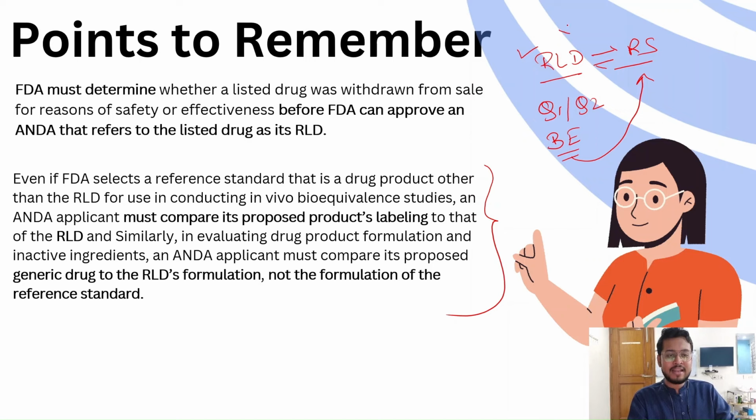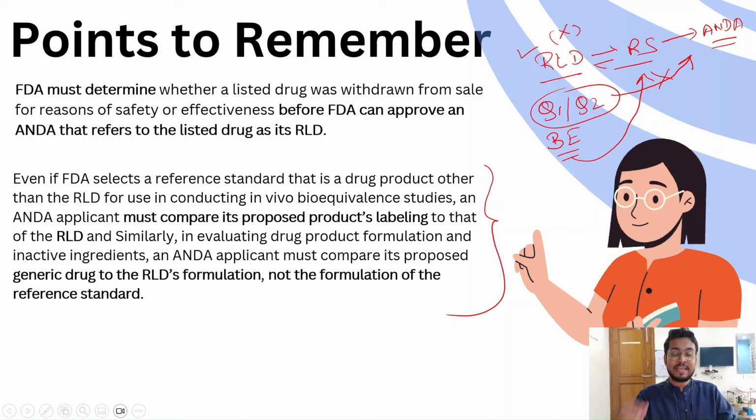But in the case where the RLD has been discontinued, your RS will become a previously approved drug. Okay, so you have to show your Q1, Q2, your formulation similarities, with the RLD, okay, not with the RS, because previously the applicants became totally confused and showed their Q1, Q2 similarities with this product. No, you don't have to do that. You have to show your Q1, Q2 similarities with the RLD, even if it is discontinued from the market, for reasons other than safety and effectiveness. For the bioequivalence study, you can use the previously approved product. So this point explains that, right?